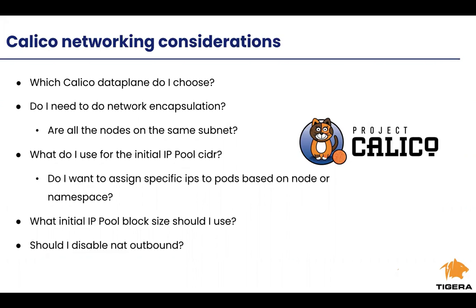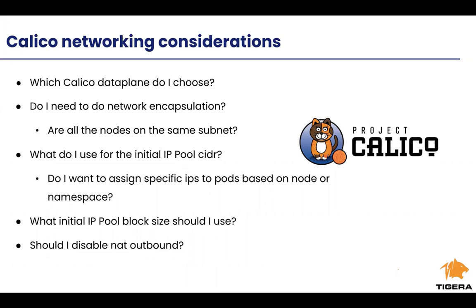So what do I use for the initial IP pool CIDR? We talked a little about IP pools. We talked a little about pod CIDRs, and then service CIDRs. So when you're using Calico, there's a third CIDR that you get to choose. Typically people say we assigned a /16 for the pod CIDR, 10.0.0.0/16, and then we do 10.1.0.0/16 for the service CIDR. What we can do is take a chunk out of that /16 and create a /24 for our first IP pool.